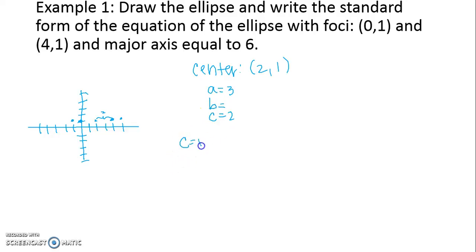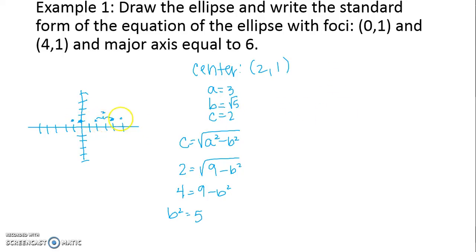Now to find b, I know that c is the square root of a squared minus b squared. So 2 is the square root of 9 minus b squared. I would square both sides. Get my b squared over here. 5 on this side, so b is just the square root of 5.